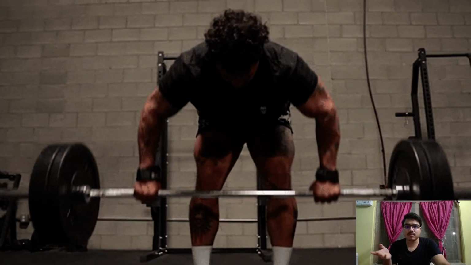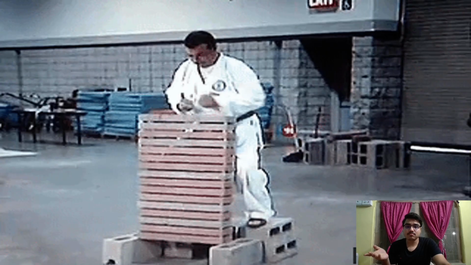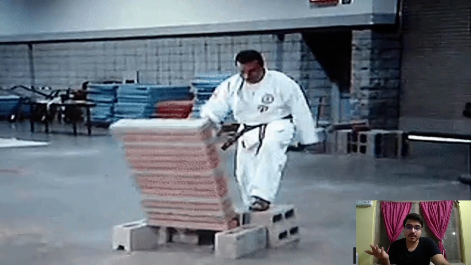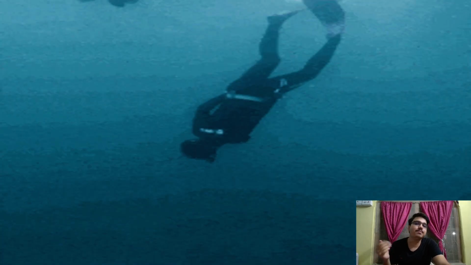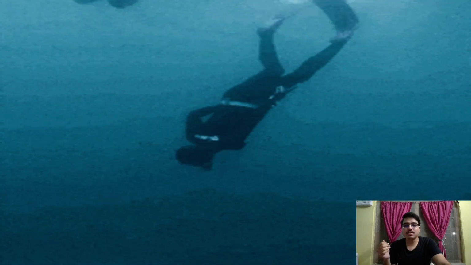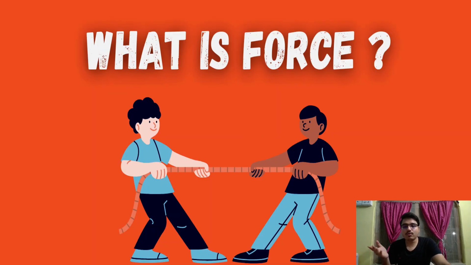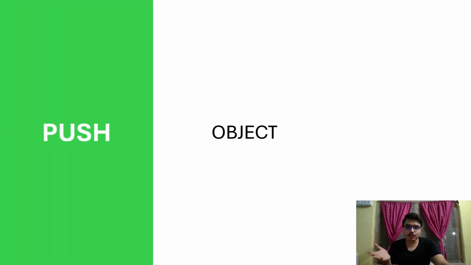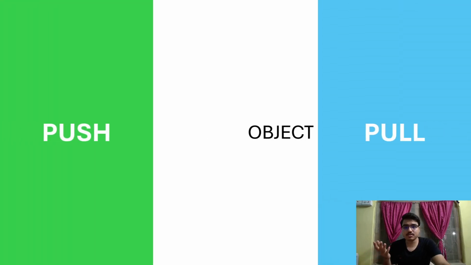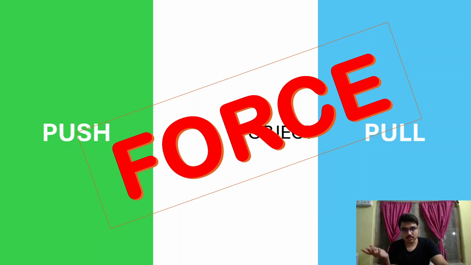Is it the amount of weight you can lift? The number of bricks you can break with your bare hands? Well, let's dive deeper into this. In order to understand what is actually a force, we need to learn what is a force. If you consider an object, any push or pull on an object is called a force. That is, a force is defined as a push or pull on an object.